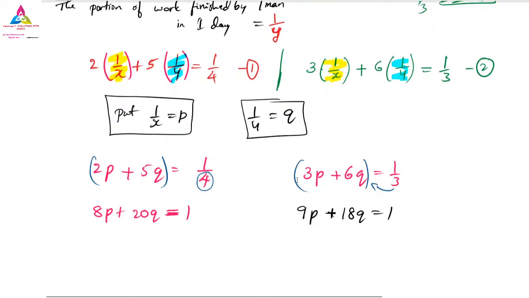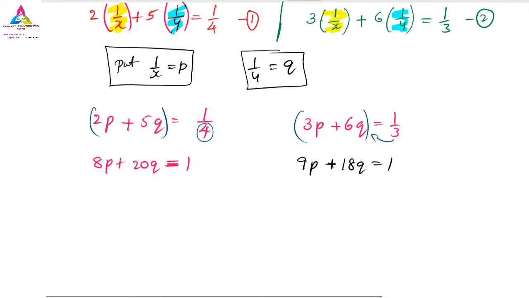Now let us go with any one of the methods. Any one method you can do. So 8p plus 20q is equal to 1, then 9p plus 18q is equal to 1. So simplify this.